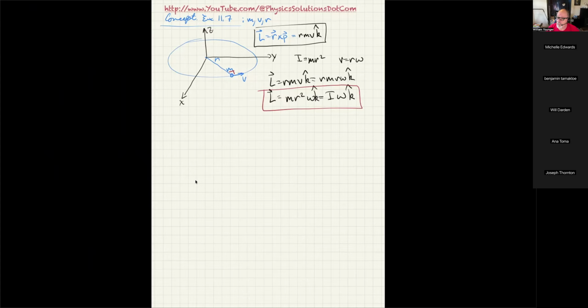So you could also allow the axis of rotation to be the center of mass of the system of particles, and then it would work. So that's a key thing to understand.